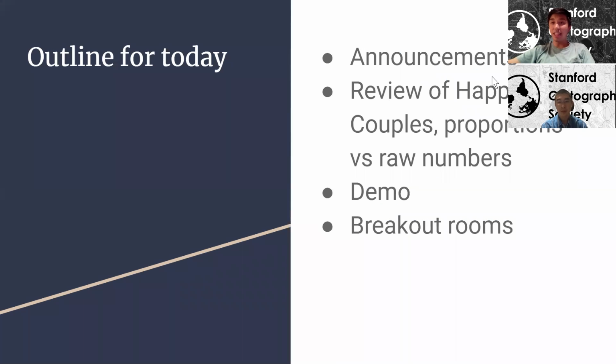So our outline for today, pretty simple. We have announcements, as well as we're going to review a couple things from our Happy Couples Activity Viz workshop. For those watching, it's the Activity Viz 5 that you can find on the Google Drive. Then we're going to quickly review a couple questions that came up, like what's the difference between proportion and raw numbers, which have been great questions, a really important concept in data science. Then we're going to do our demo, and then we'll have our breakout rooms.